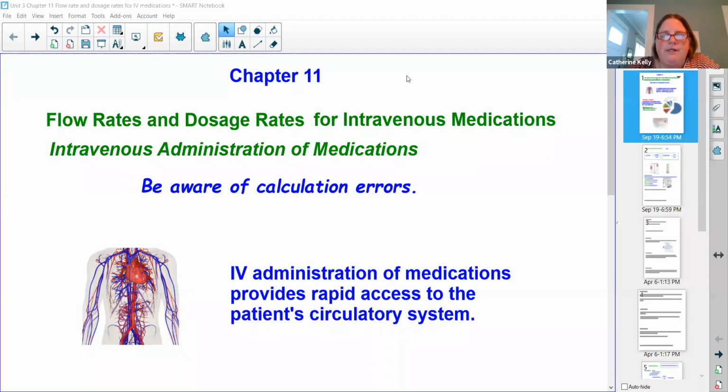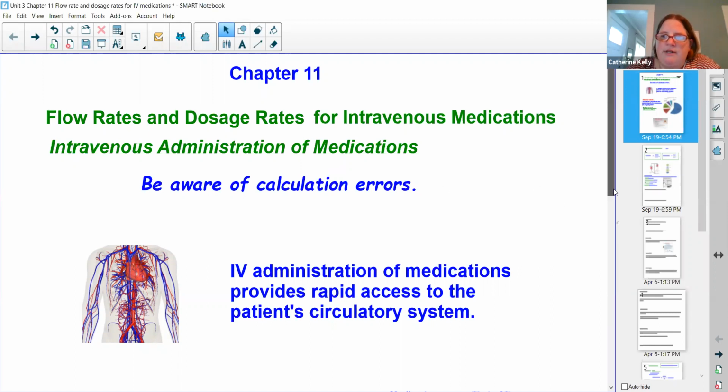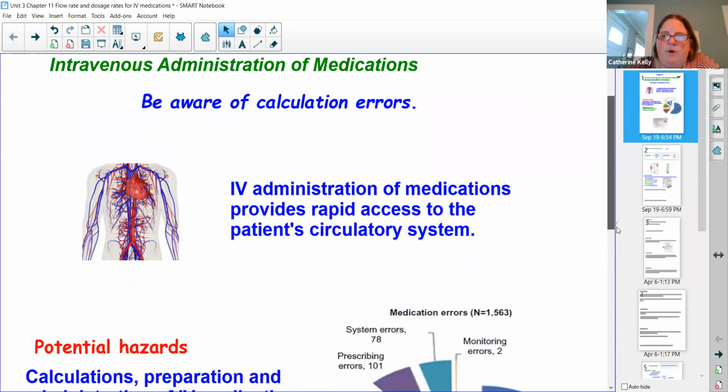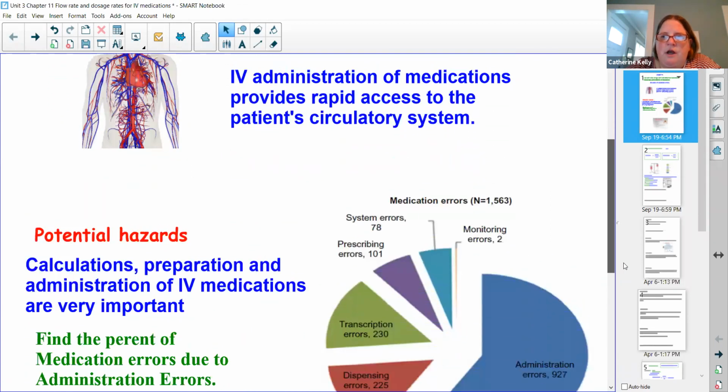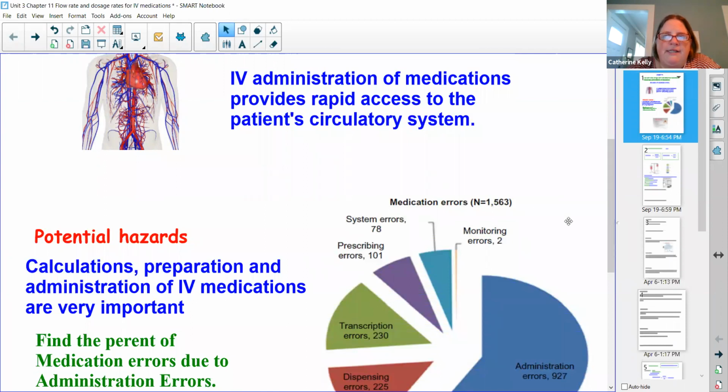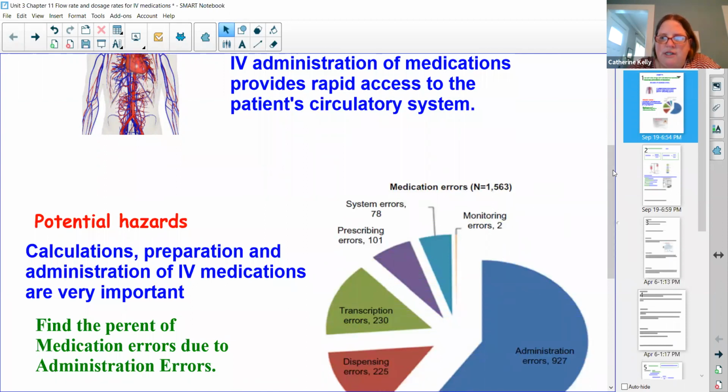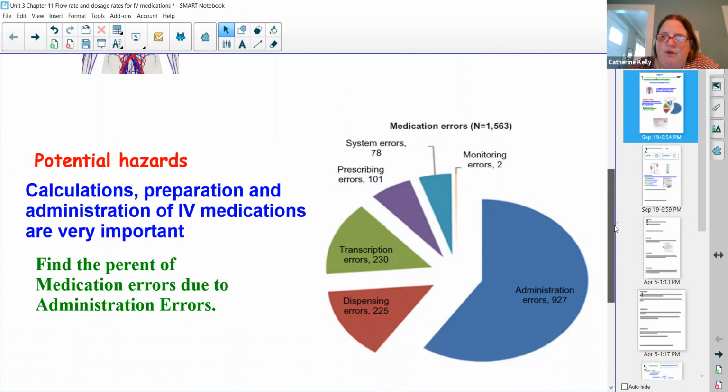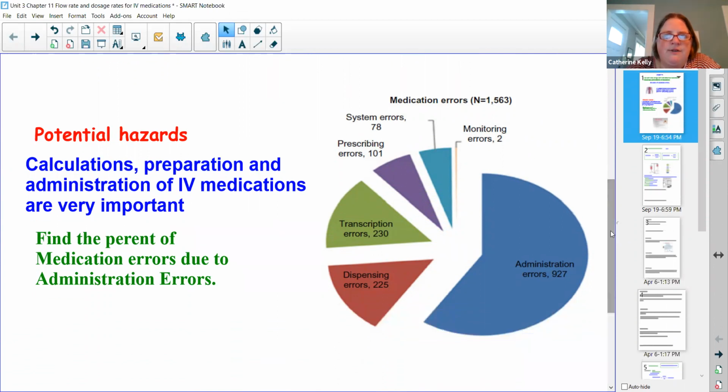Okay, so today we're going to learn about flow rates and dosage rates for intravenous medicines and IV administration of meds. Be aware of calculation errors. IV administration of medication provides rapid access to the patient's circulatory system. If you look at this pie chart here, it shows all the different potential hazards. So hazards in calculation, preparation, and administration of IV meds are very important.